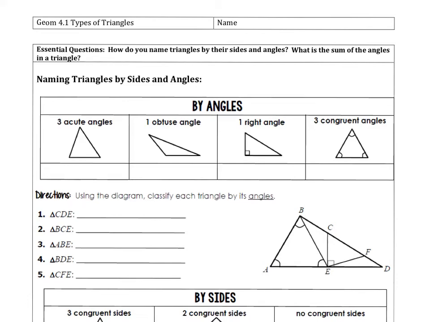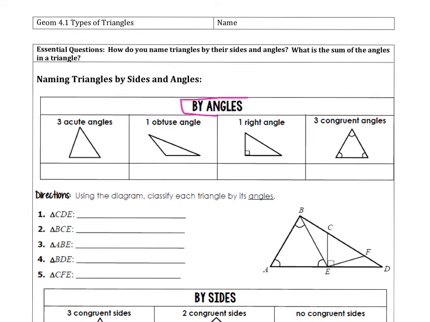Today we're looking at Geometry 4.1, Types of Triangles. Our essential questions: how do you name triangles by their sides and angles? And secondly, what is the sum of angles in a triangle? First of all, we're going to look at naming triangles by sides and by angles.